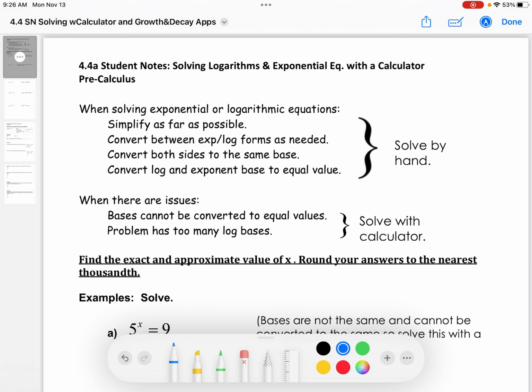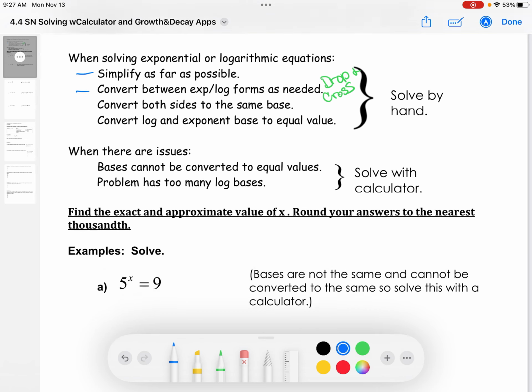What we want to do first is simplify as far as possible, convert between log and exponent form as needed, as in drop and cross, convert both sides to the same base if needed, and then convert the log and exponent base to the same value. All of those can be solved by hand unless the bases cannot be converted to equal values, or if the problem has too many different log bases. Okay, so here are a few examples.